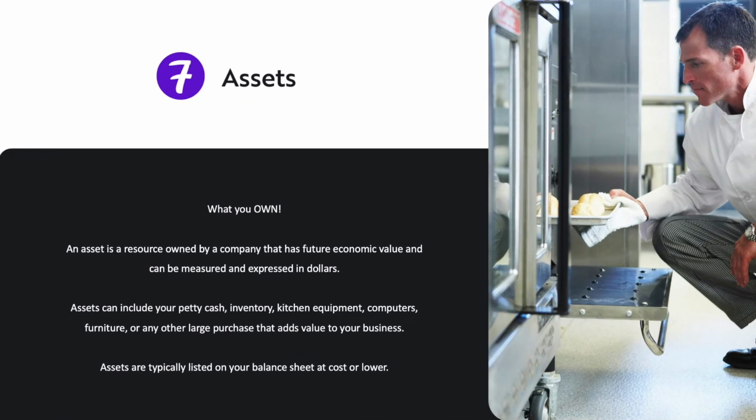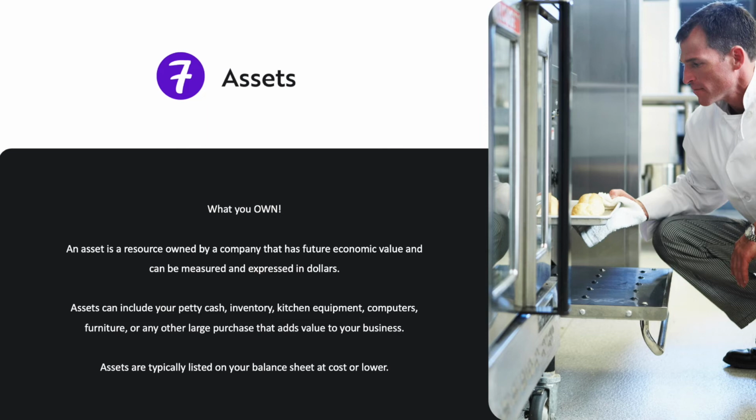At number 7 is assets. This is what you own. An asset is a resource owned by a company that has future economic value and can be measured and expressed in dollars. Assets are things that include your petty cash, inventory, your kitchen equipment, computers, furniture, and any other large purchases that add value to your business.